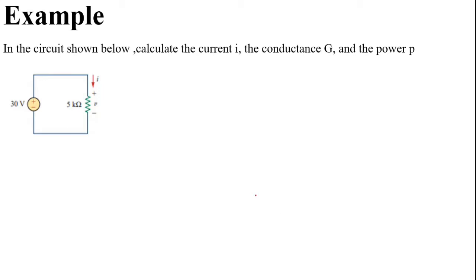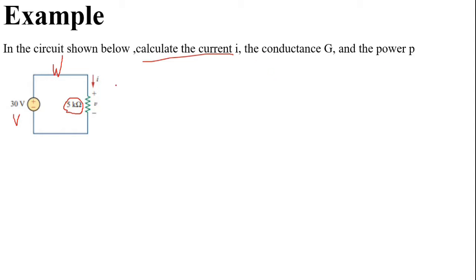Here is a simple circuit. This circuit contains three basic elements: a voltage source, wires, and a resistive element. As you know, a resistor is a passive element which dissipates power. Such an element we call a passive element, and we have an active element here. The question is: calculate the current I, the conductance and the power.